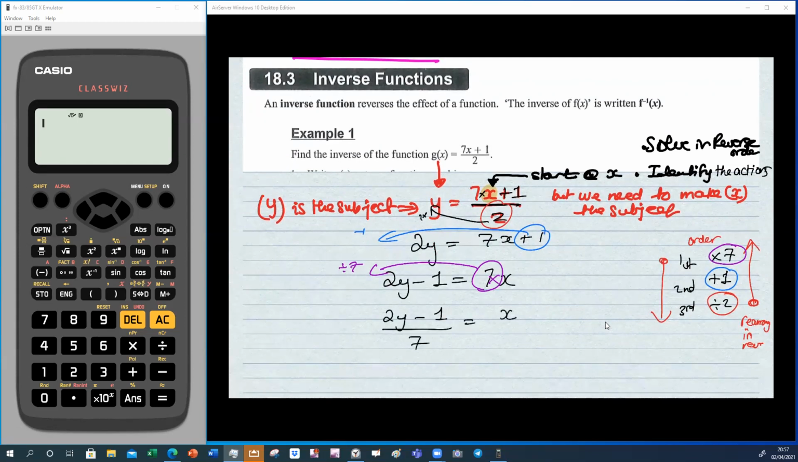So the first part is that we got to make x the subject. We change the g of x into y. So those are the things that we've done. Number one, you change your function into y.